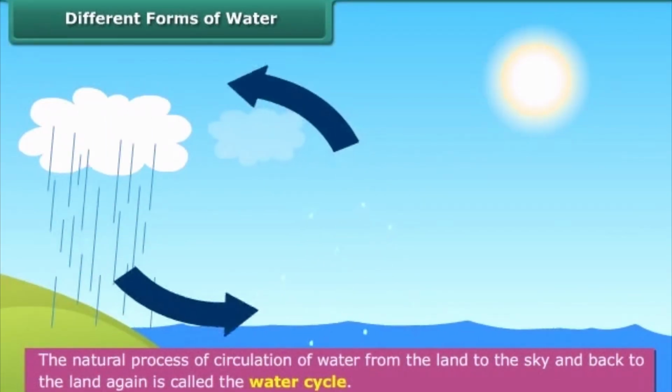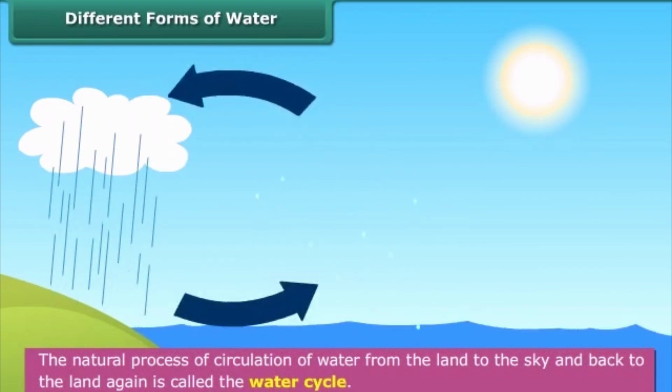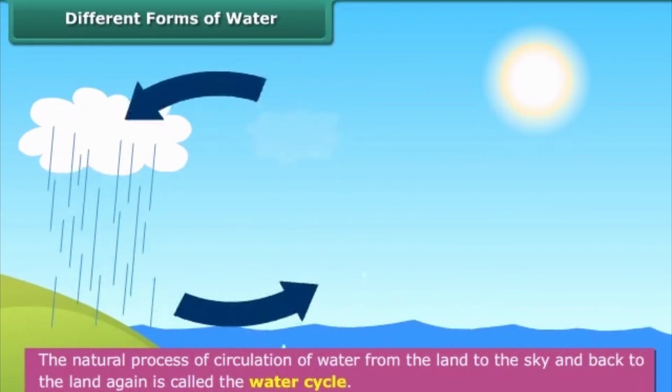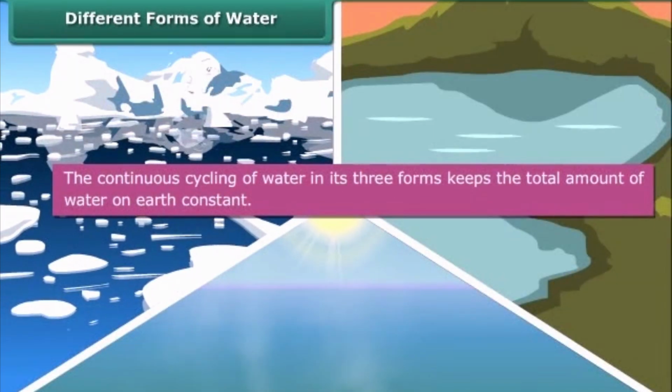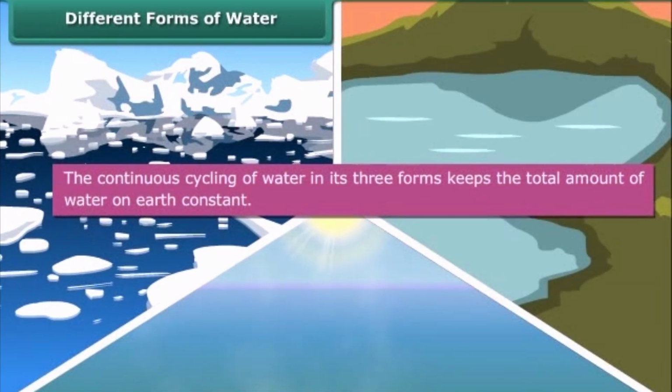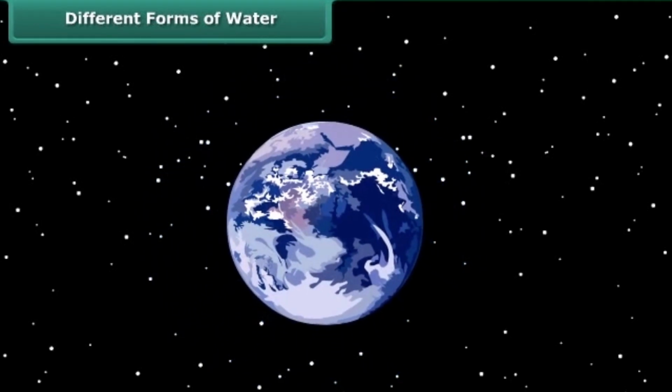The natural process of circulation of water from the land to the sky and back to the land again is called the water cycle. The continuous cycling of water in its three forms keeps the total amount of water on Earth constant even when the whole world is using it.